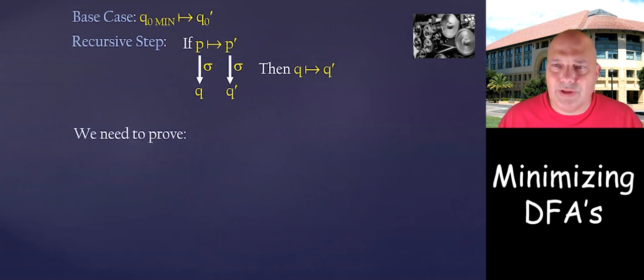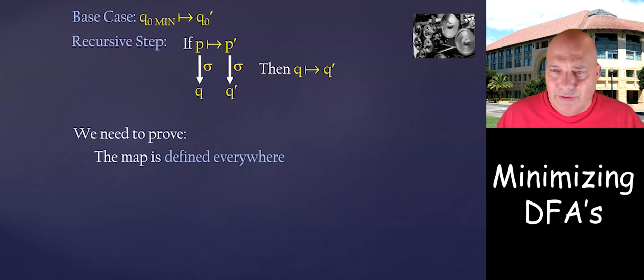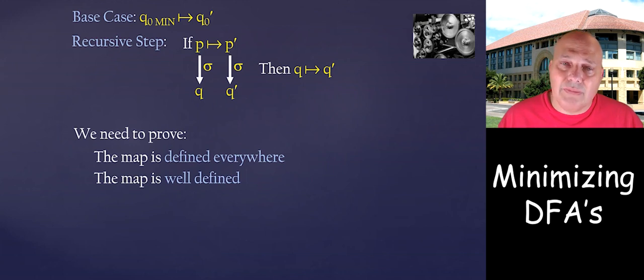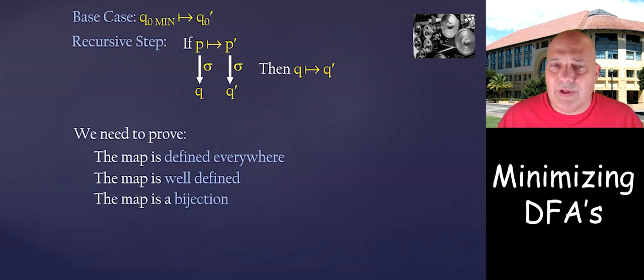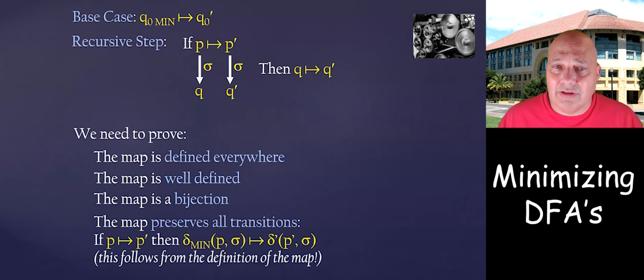So what are the properties we need to prove? First, that this mapping is defined everywhere. So for every P, there is a P prime that P is mapped to. We need to show that the map is well defined, meaning that P cannot be mapped to two different states, P prime and Q prime, that are different. The map is a bijection, and the map preserves all transitions.